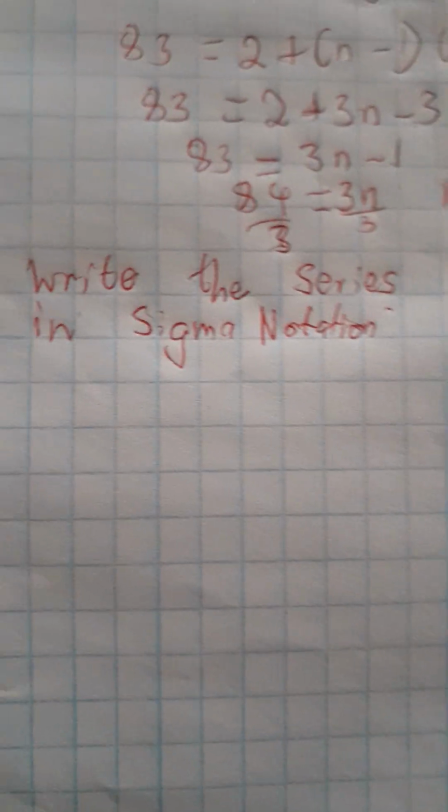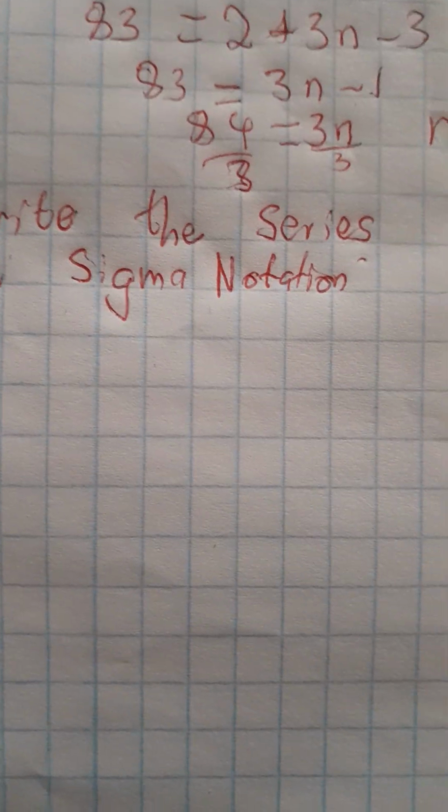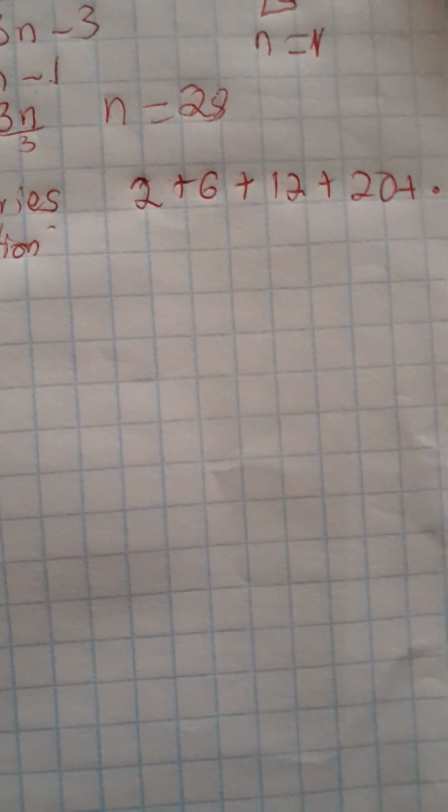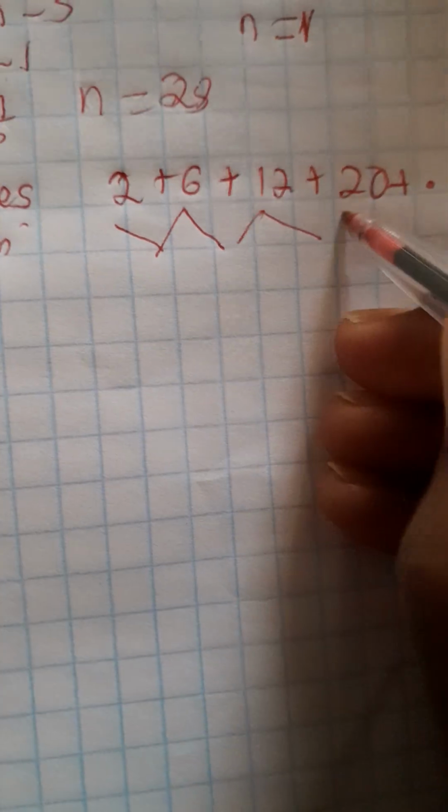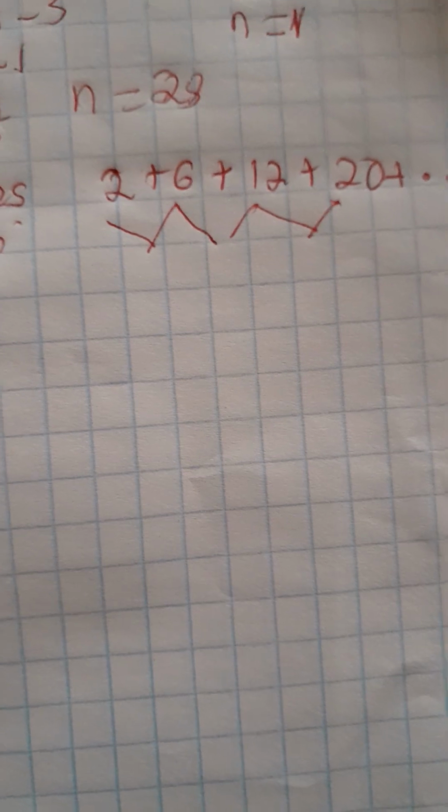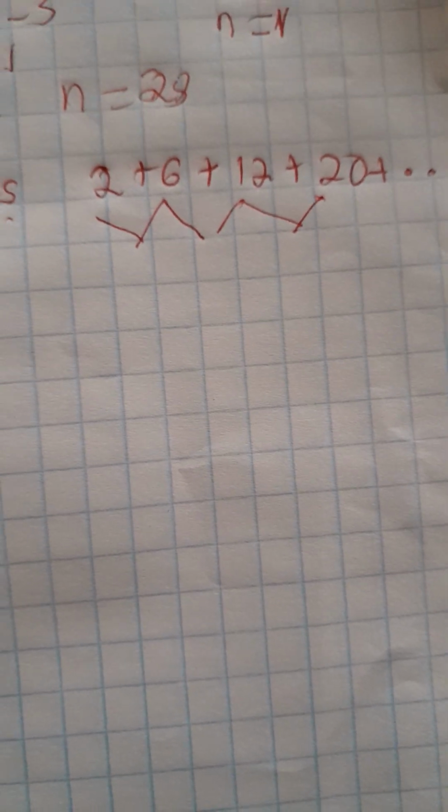Then let's go to the second question. The second question requires us to write the series 2 plus 6 plus 12 plus 20 to n terms. First things first, let's check what type of pattern this is. When I say 6 minus 2, I get 4. But when I say 12 minus 6, I do not get 4. So that means it could be a quadratic.